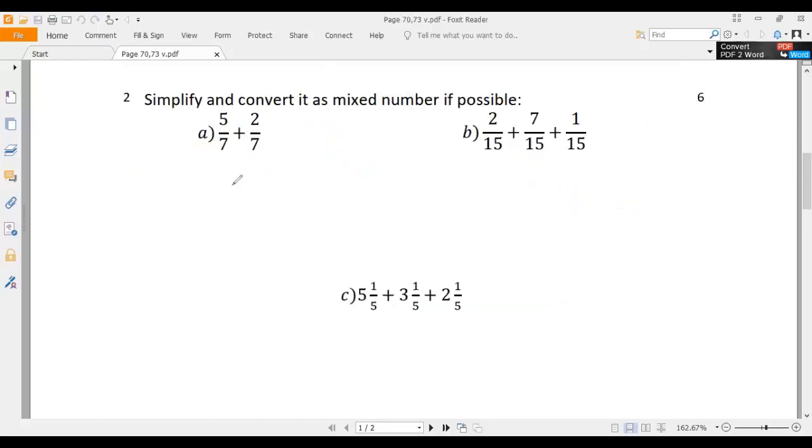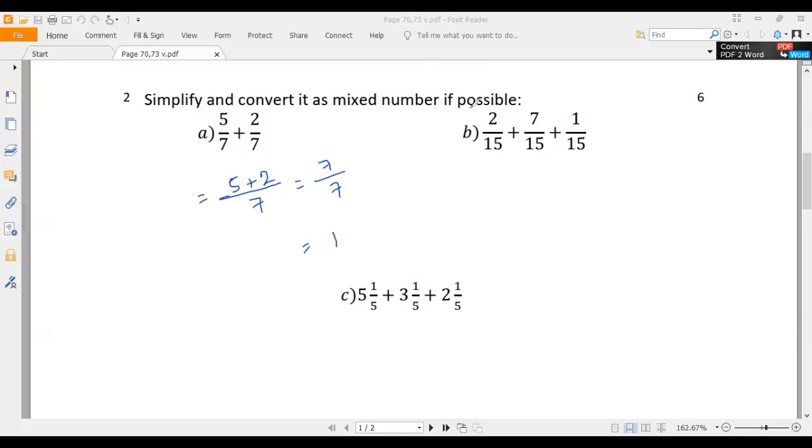Now 2A. 2A, 5 by 7 plus 2 by 7. So here the LCM is 7. Then we have to add the numerators. 5 plus 2, that is 7. 7 divided by 7. So if we divide both numbers by 7, we'll get 1. So our final answer should be 1.